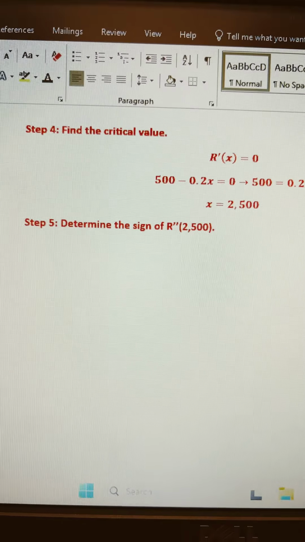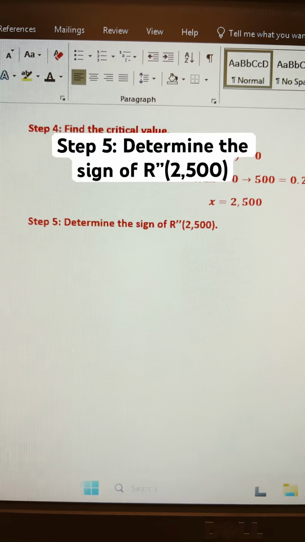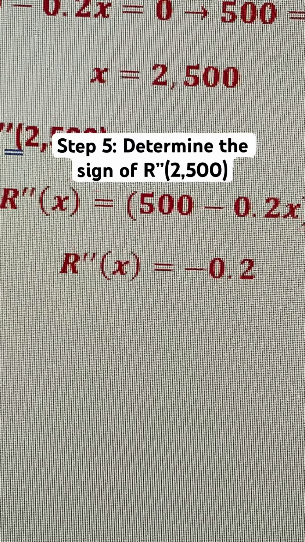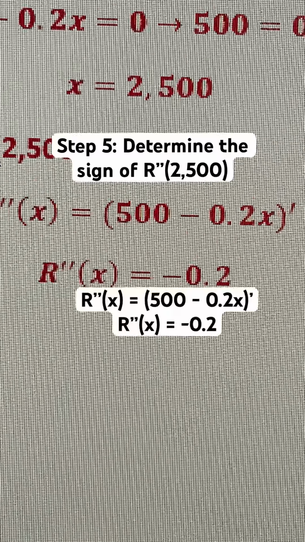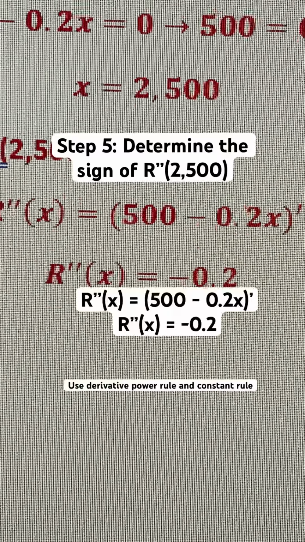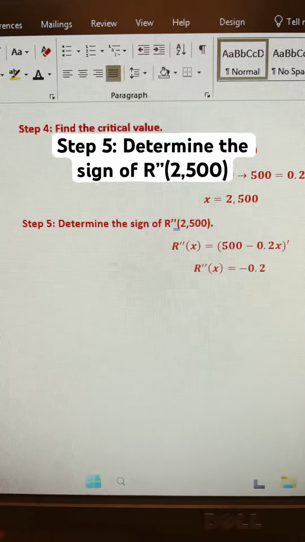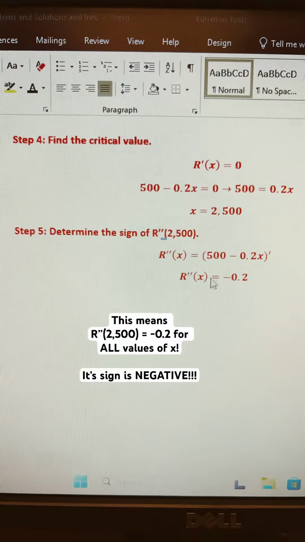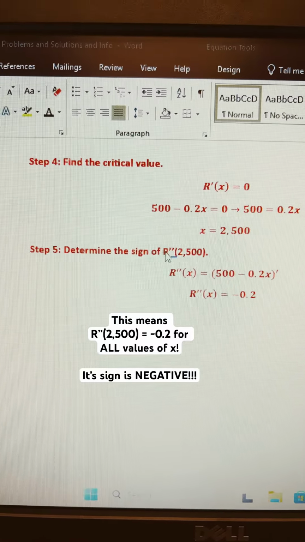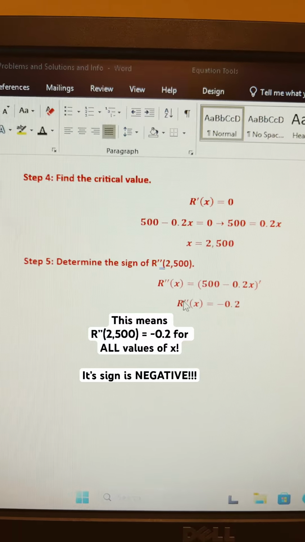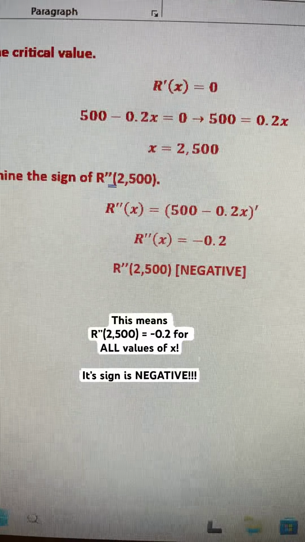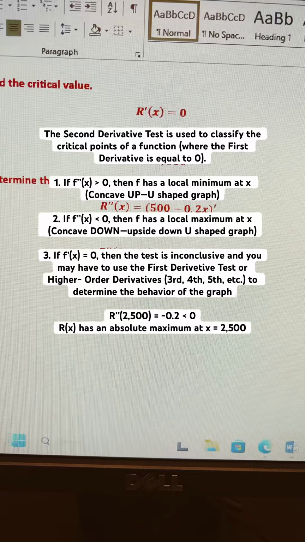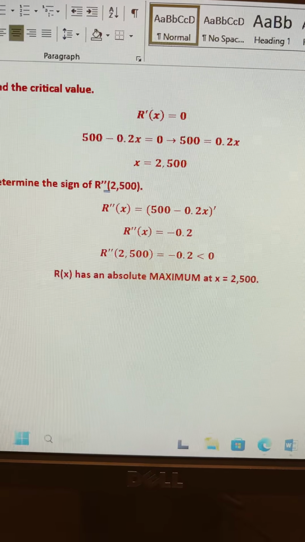Now step 5 is to determine the sign of the second derivative at 2500. And we do that by finding the derivative of R prime of x. You'll get second derivative R double prime of x is equal to negative 0.2. And notice, it's negative 0.2. You cannot plug any type of x value into this. You cannot plug 2500 into this. So this means that the second derivative of R at 2500 is negative 0.2, and the sign is negative. Remember the rules of the second derivative test. This means that R of x has an absolute maximum at x equals 2500.